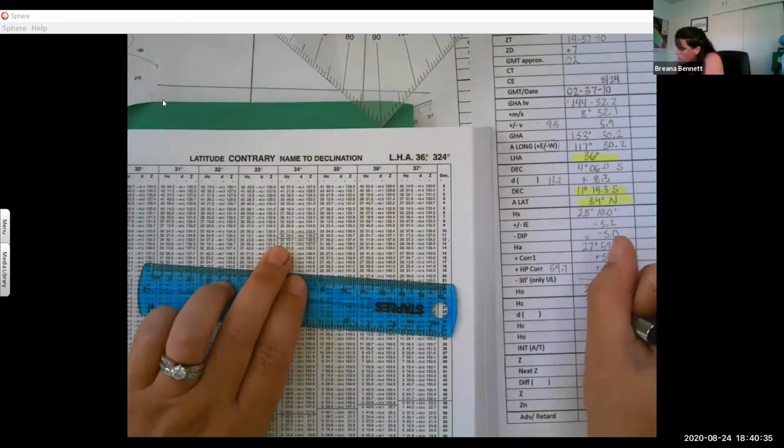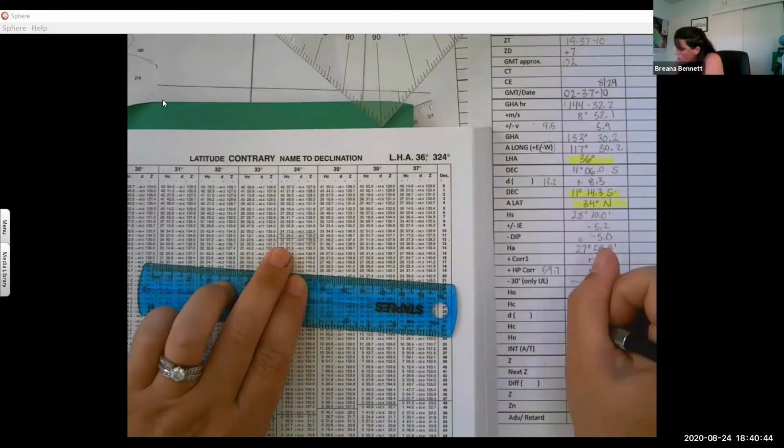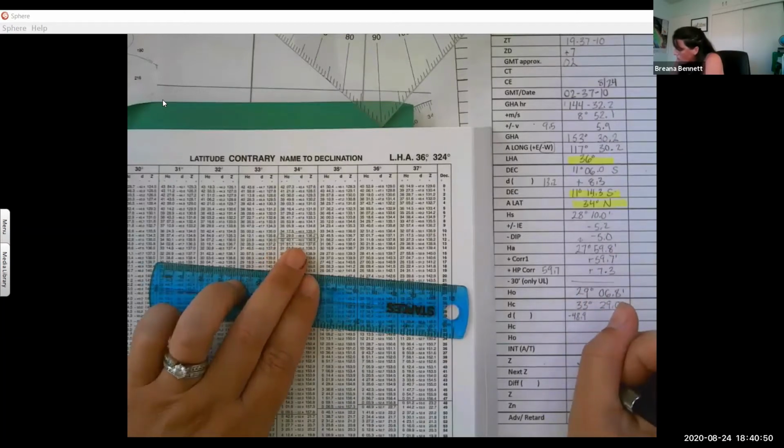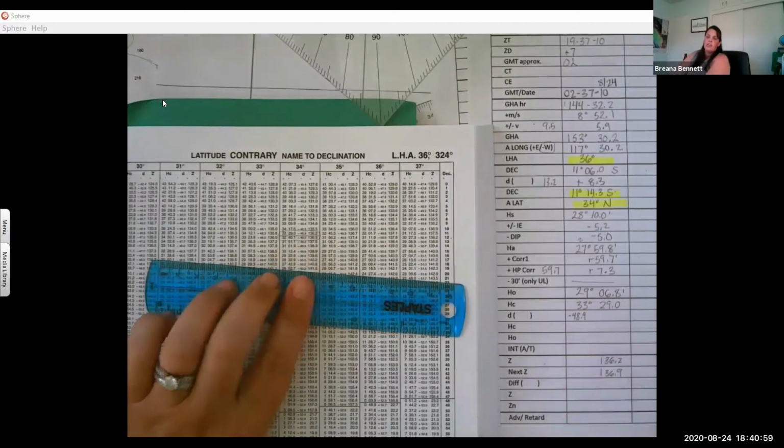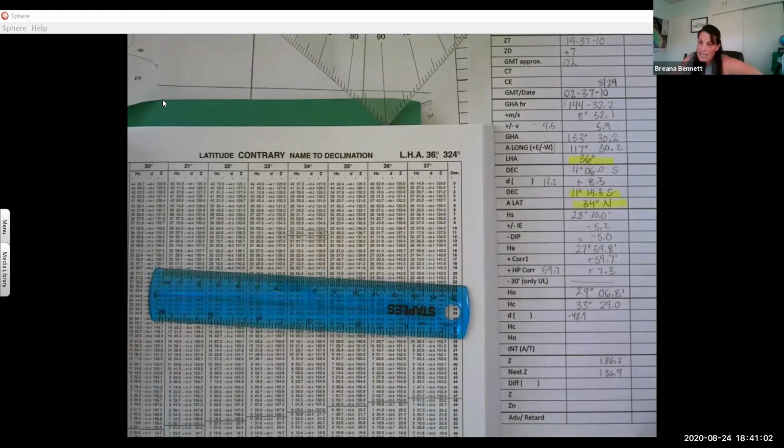Our HC was 33 degrees 29.0. Our little d was minus 48.9. And our Z was 136.2 and 136.9. So right off the bat here, I think we're pretty far off.